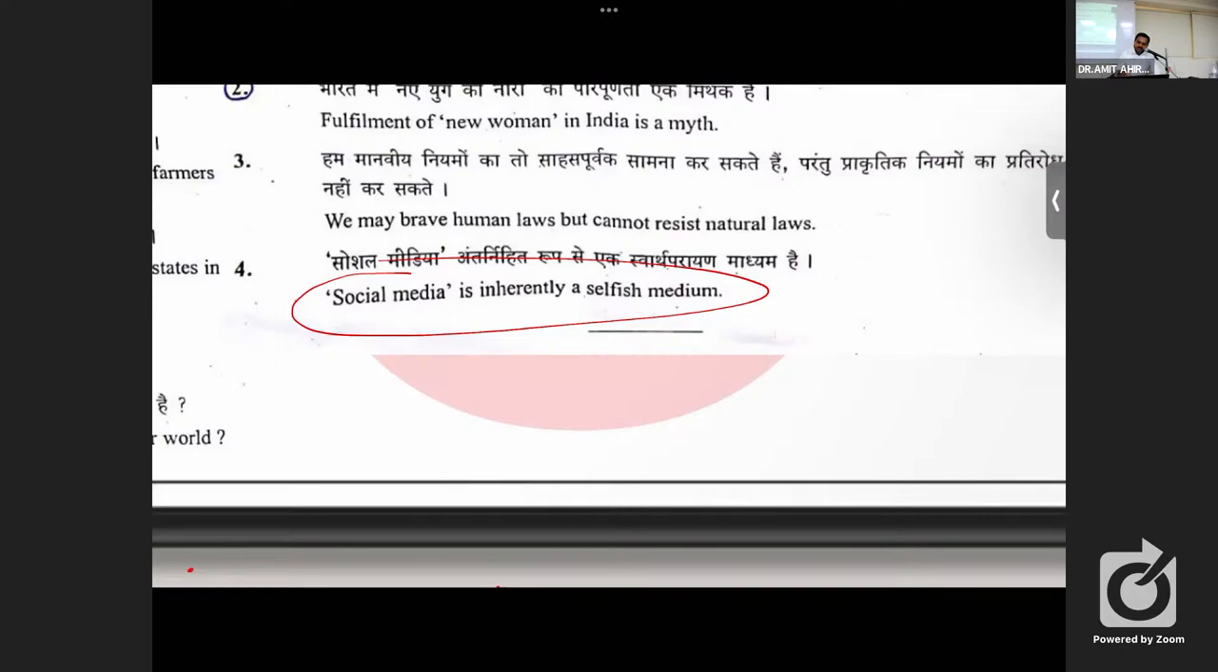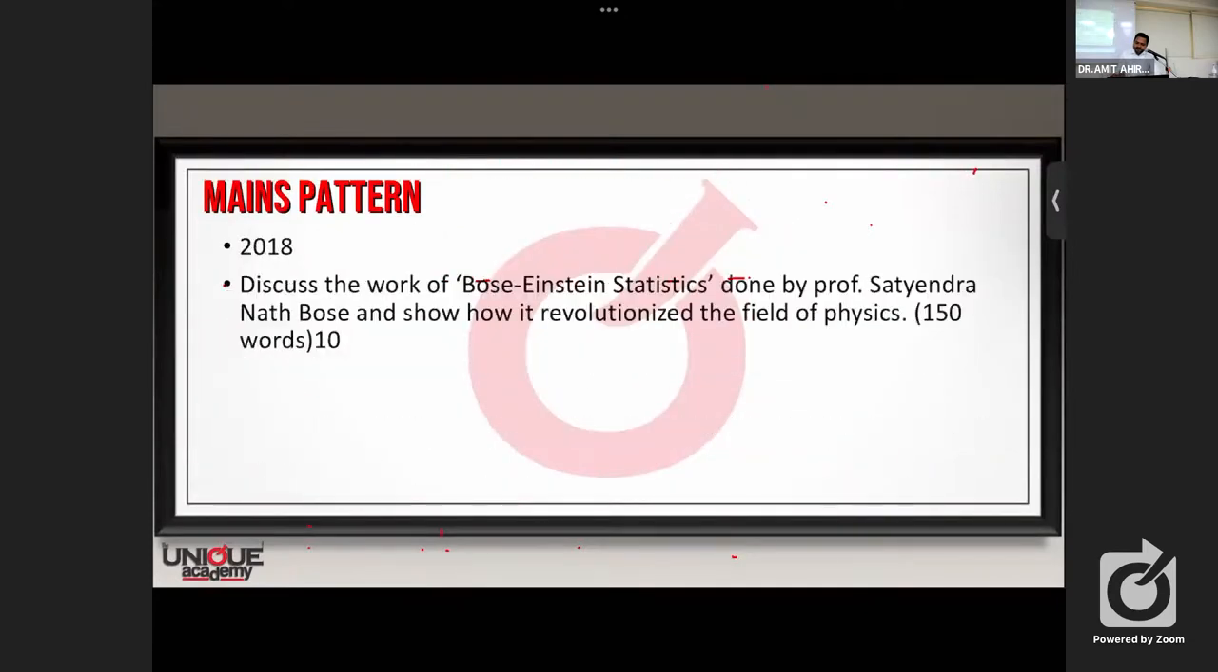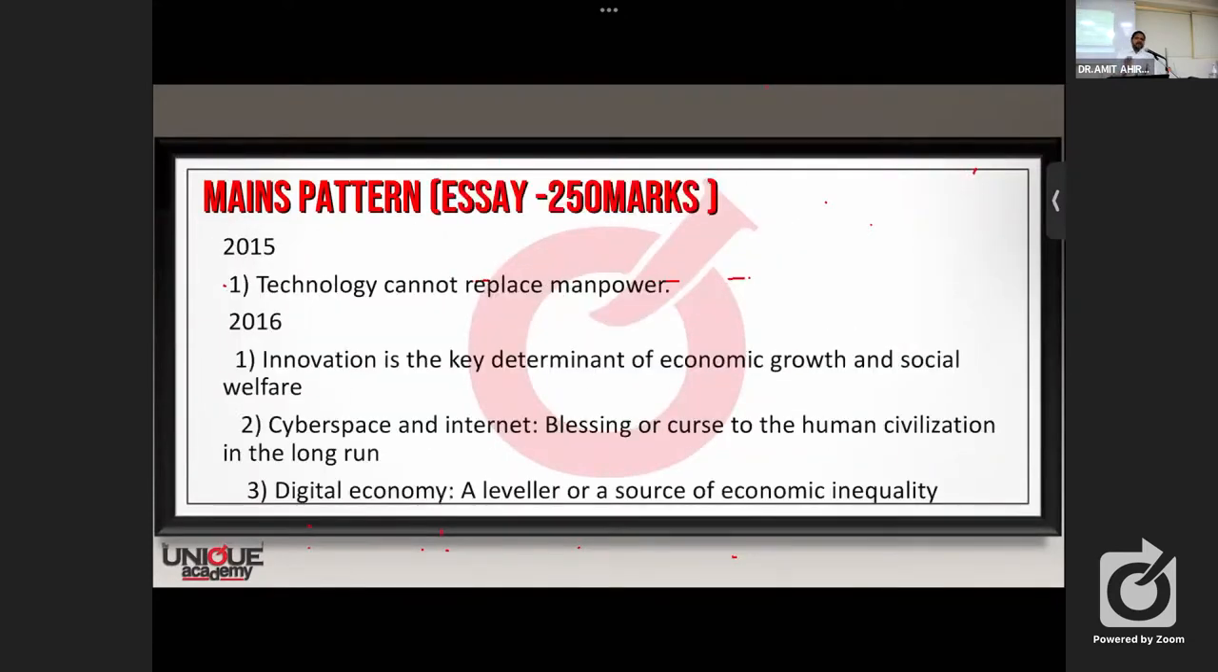Now we'll see previous year essay topics. देखो every year you will find one essay from science and technology topic. See, in 2015, technology cannot replace manpower was the essay topic. Technology cannot replace manpower means what is the undertone of this essay topic? Bane or boon? Technology, manpower. On one side you would talk about technology, on another side you would talk about benefits of humans, right?